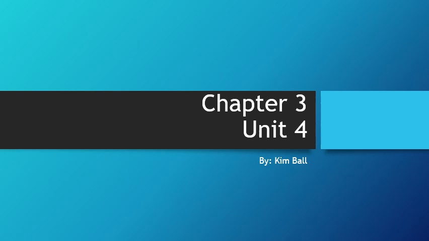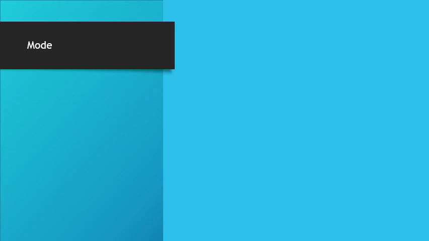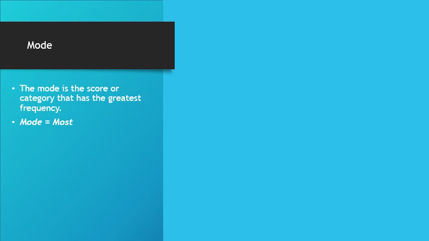This is Chapter 3, Unit 4. Let's talk about the mode. The mode is the score or category that has the greatest frequency. I always think in terms of mode equals most. It can be used for any scale, including nominal, which is really helpful for us.